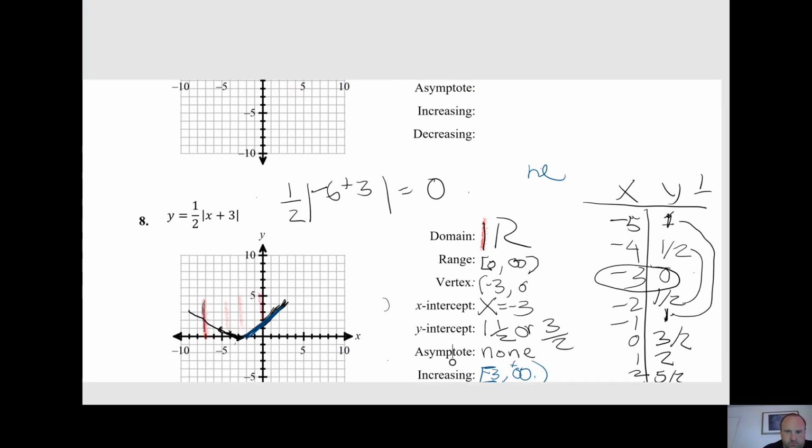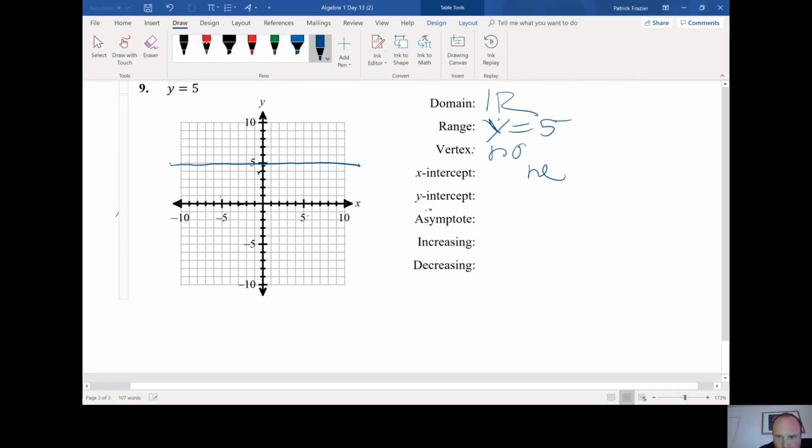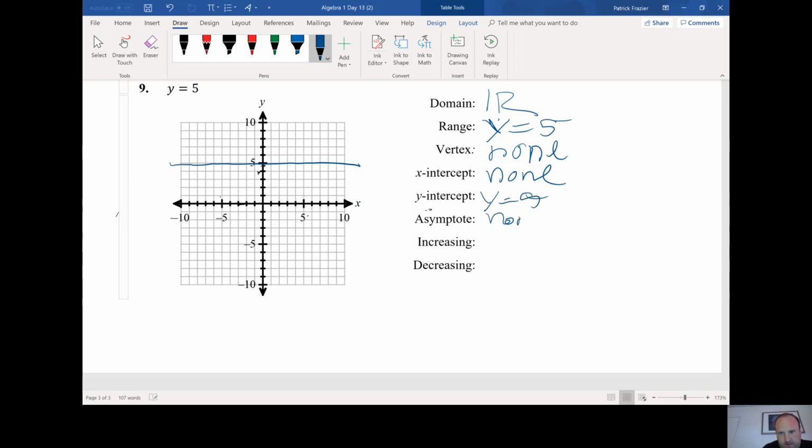And then for x-intercept, this thing never touches the x-axis down here, so there is none. Y-intercept, yeah, x equals 0, y equals 5, so y equals 5 again. Asymptote, there is none. Increasing, this thing is never increasing, it's just a flat line, and it's never decreasing, so none. And that's all there is.